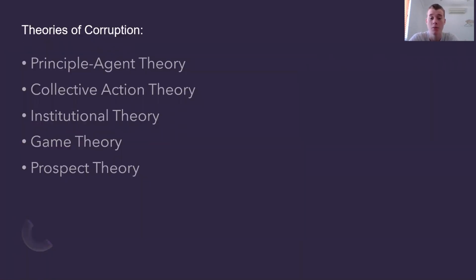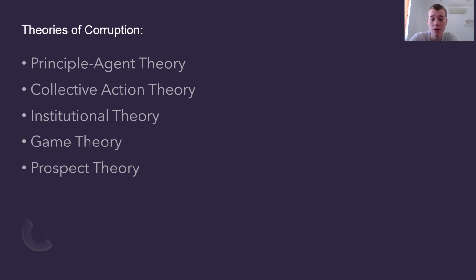Theories of corruption were also briefly covered. These theories include principal agent theory, collective action theory, institutional theory, game theory, and prospect theory. Principal agent theory is a theory or model which suggests that agents such as public officials undertake an action on behalf of a principal, such as the public, parliament, or supervisors.